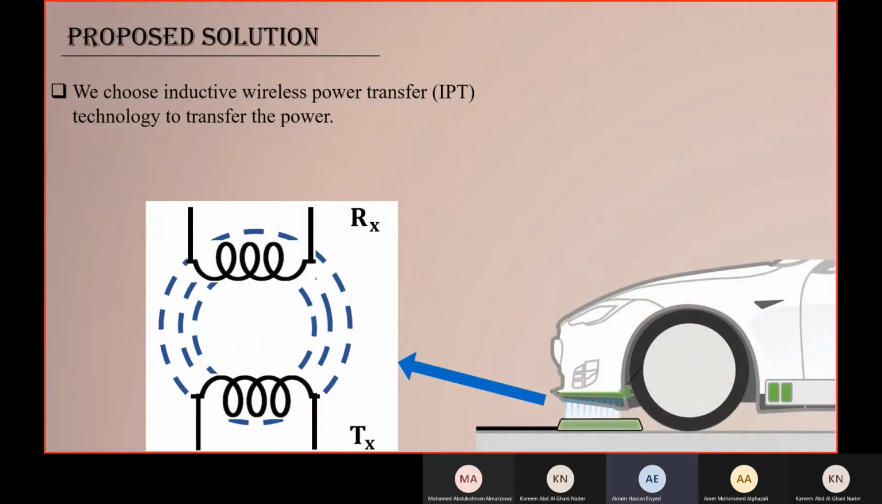So now coming to the proposed solution, we choose the inductive wireless power transfer technology to transfer the power. When the AC current enters the transmitting coil, it generates an electromagnetic field. Then the electromagnetic field induces a voltage on the receiver coil.